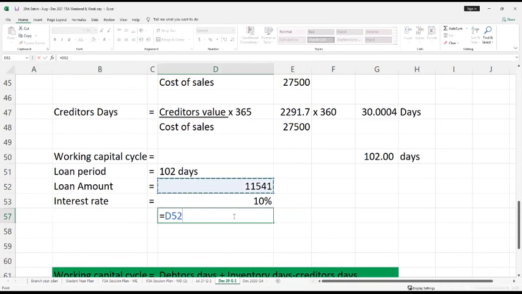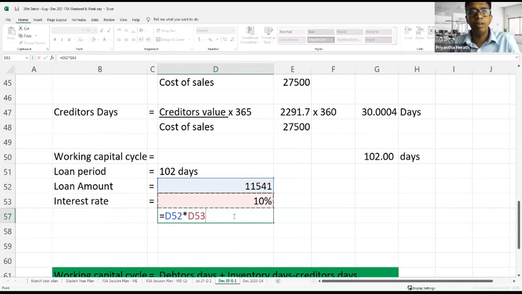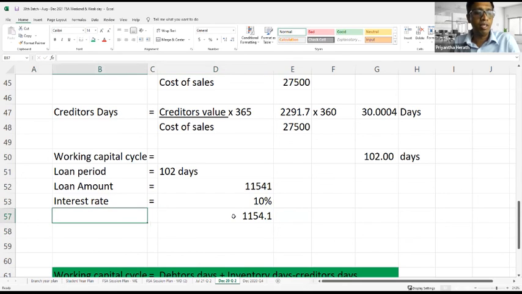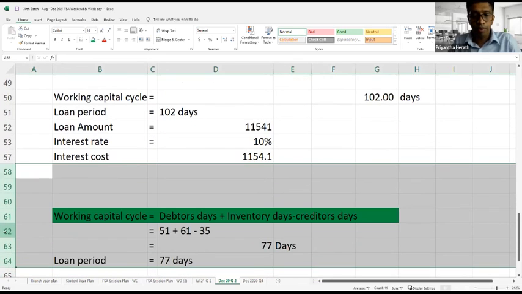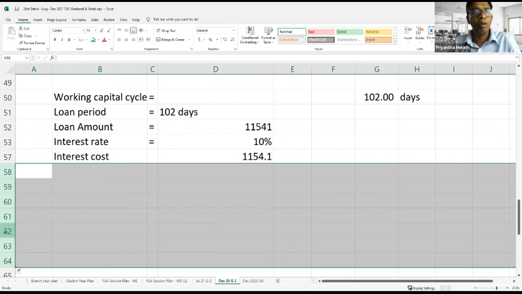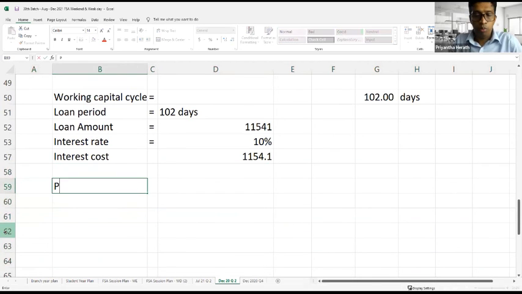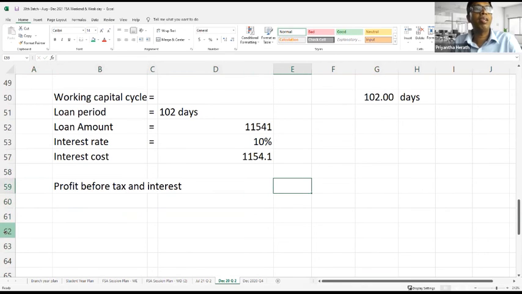1,154. So this into 1,110. Yes. 1,154, this is the interest cost. Let's recalculate our profits, starting from profit before interest and tax. How much? Profit before tax and interest is 14,500. 14,500 is given in the question.